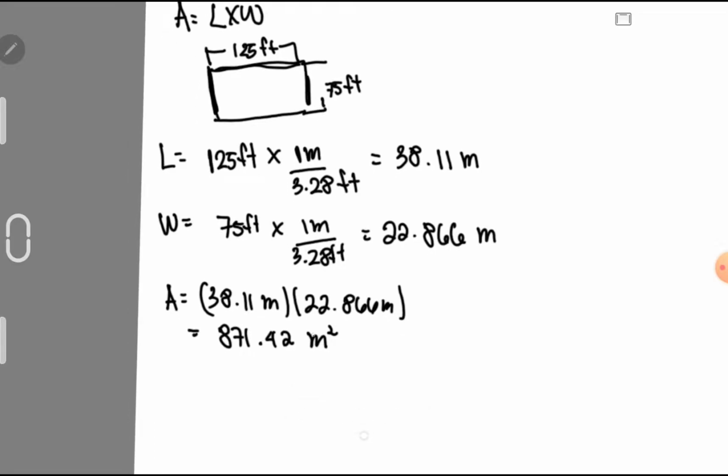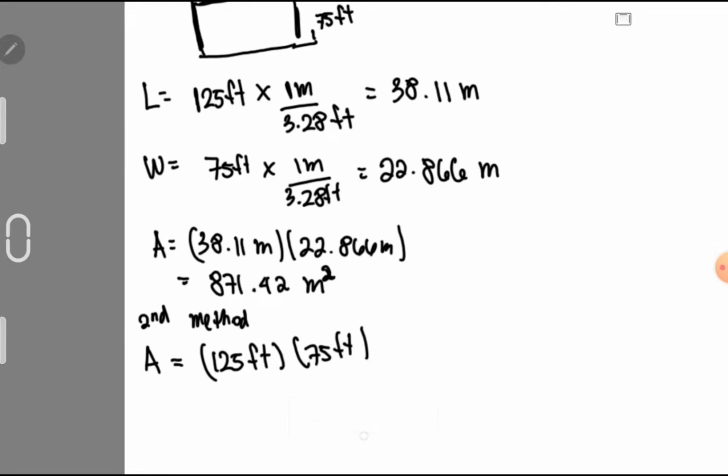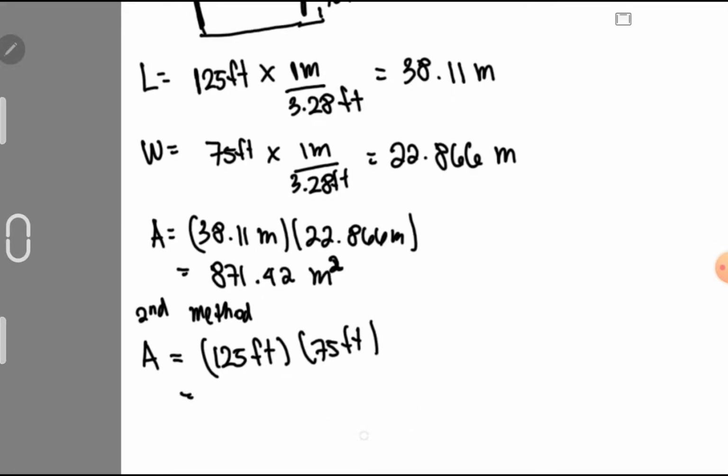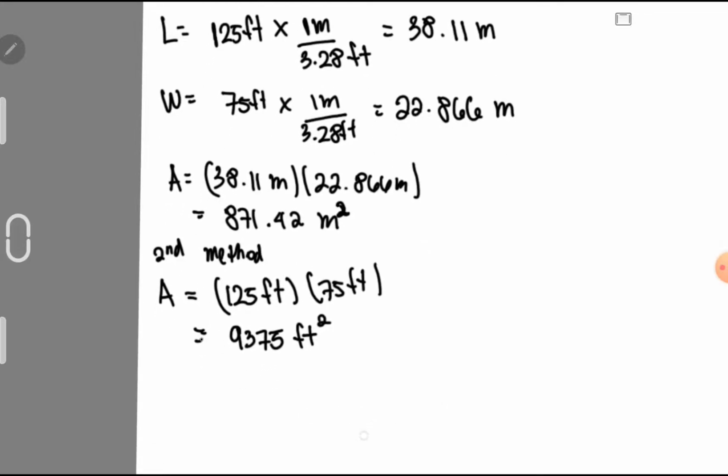Next is by simply multiplying it. So the second method, you may multiply it directly. So my area is equal to 125 feet multiplied by my width, which is equal to 75 feet. 125 times 75, we have 9,375 feet squared.